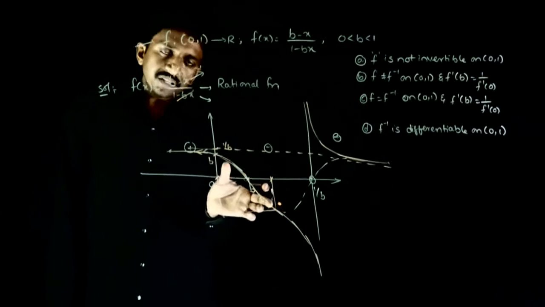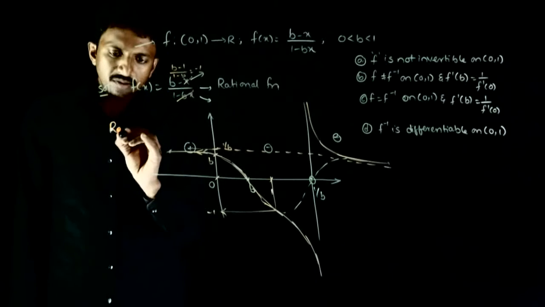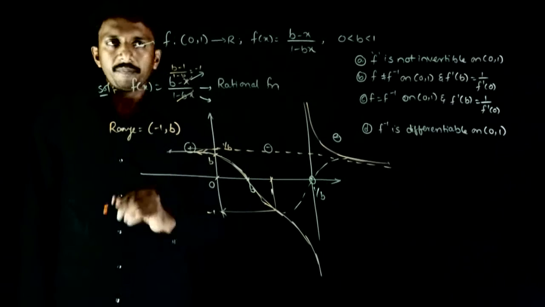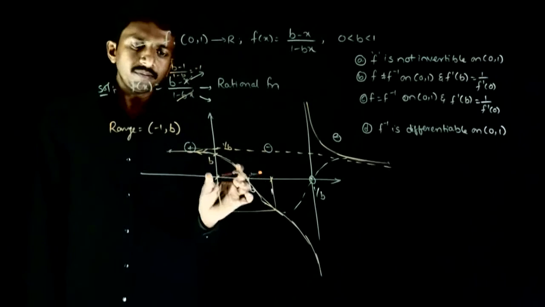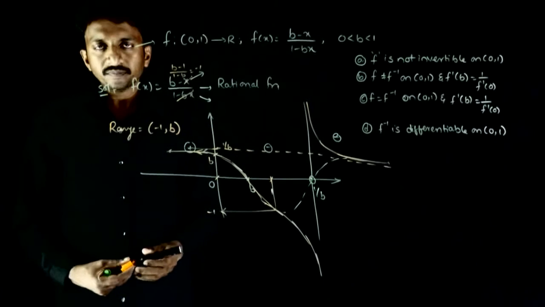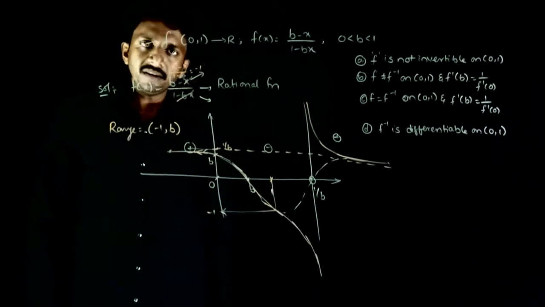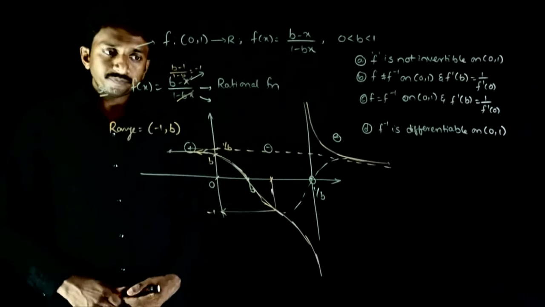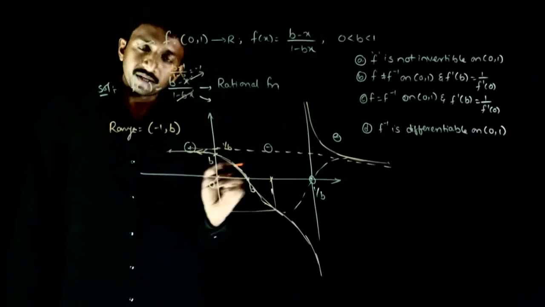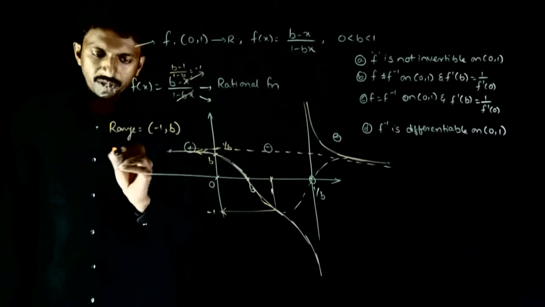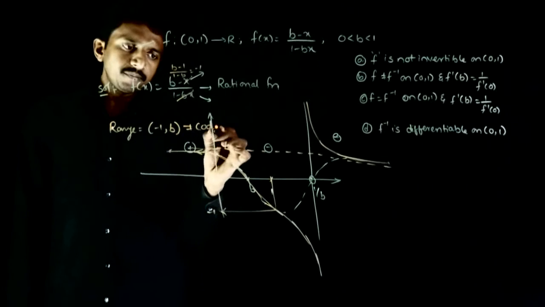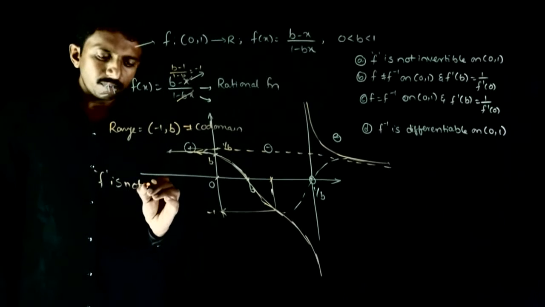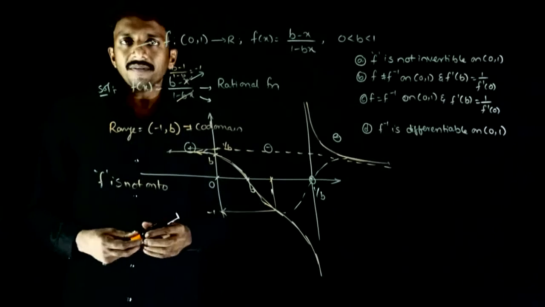And what is the range of this function between 0 to 1? The range is nothing but minus 1 to b open. Because the domain is open 0 to 1. So the range is minus 1 to b. But इस function का codomain क्या दिया? R दिया. That means this function is not onto. Okay, 1-1 तो है because this is monotonic, but onto नहीं. So range is not equal to codomain. Hence F is not onto. Hence F inverse is not defined.